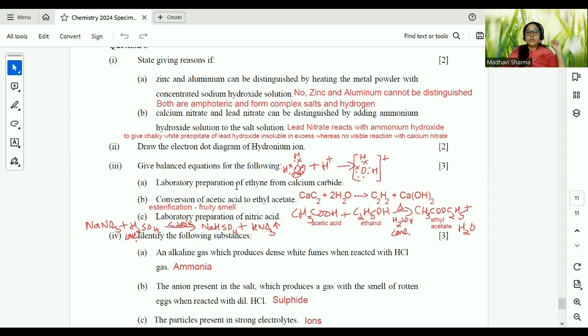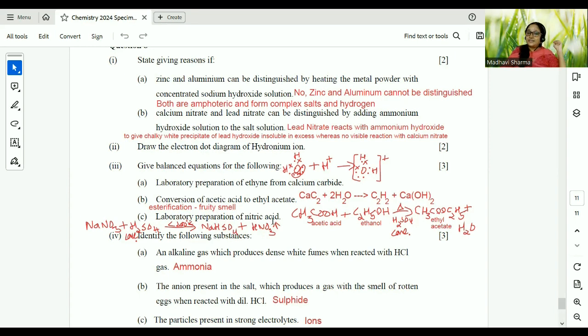Laboratory preparation of ethyne from calcium carbide: CaC2 plus 2H2O will give C2H2 plus Ca(OH)2. Conversion of acetic acid to ethyl acetate: acetic acid with ethanol in the presence of concentrated sulfuric acid will give ethyl acetate plus water. This reaction is called esterification and it gives a fruity smell.